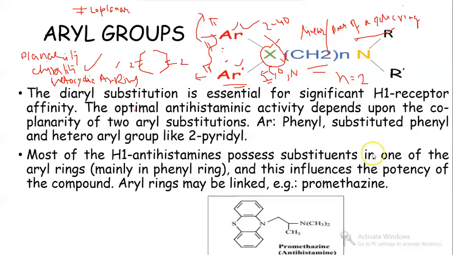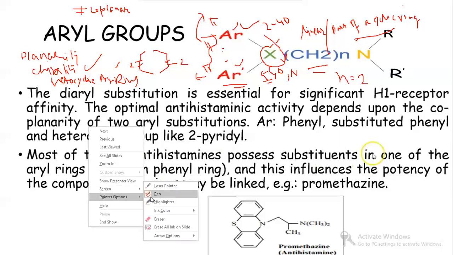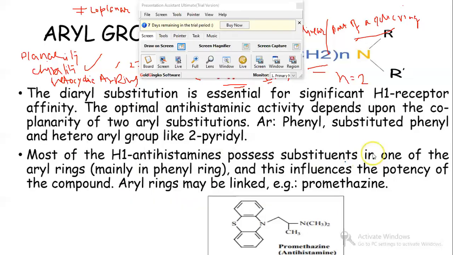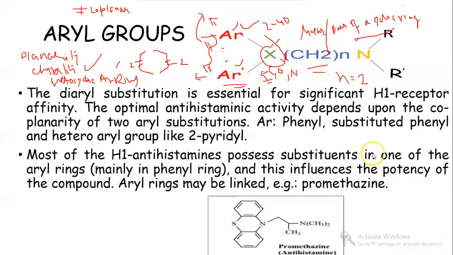And the last thing I want to point out, in blue color, is the distance. If this is one terminal of the antihistaminic drug, the aromatic terminal, and this amine is the other end of these antihistaminic drugs, then the distance between the two terminals of the molecule should be between 5 to 6 angstrom.